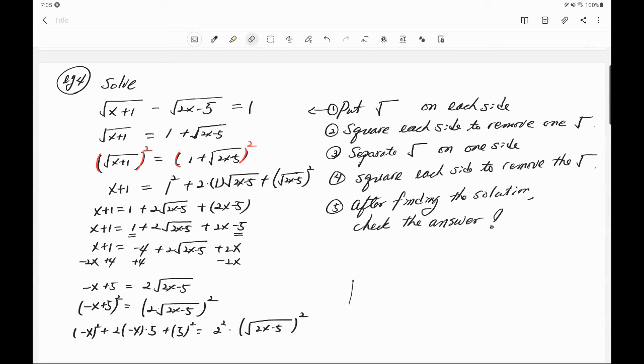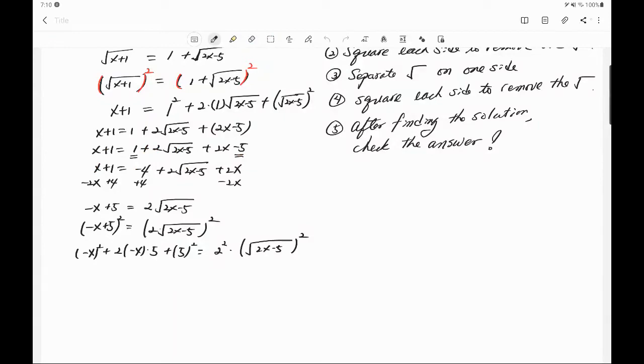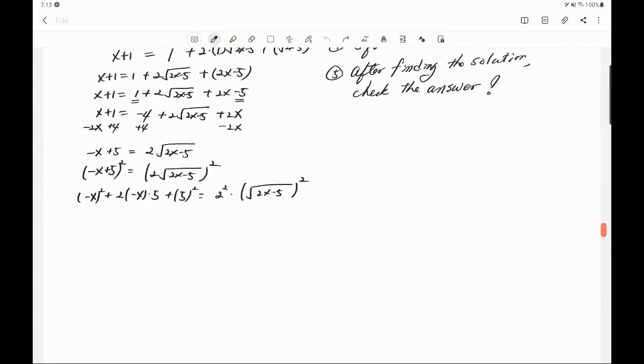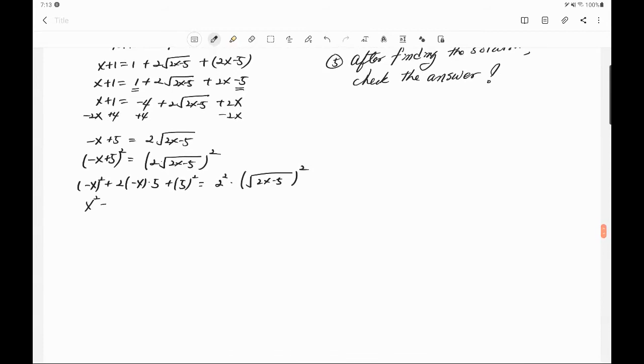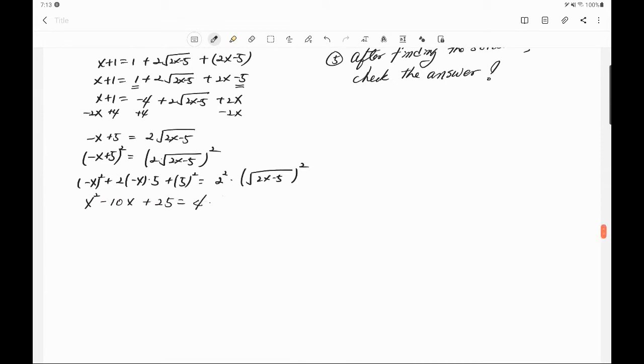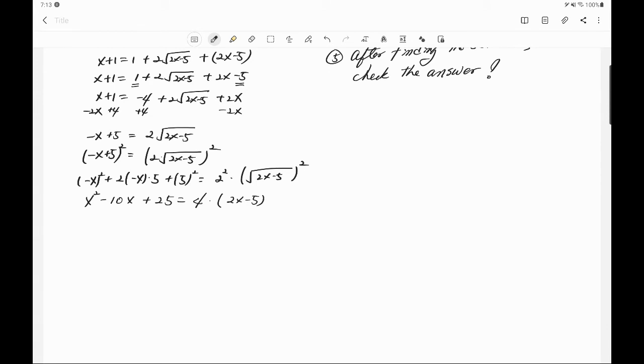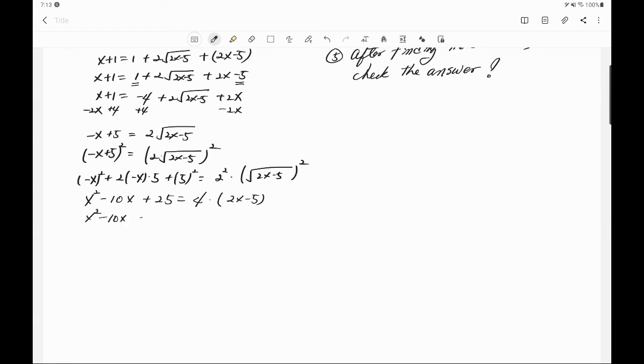Okay, and then next. So from here, the first one will be x squared minus 10x plus 25 equals 4 times... okay, this is a square, so take the inside expression out. Then keep doing it. So as you see this one, there's no square root anymore, right? There's no square root. So now the others are the same. What we do is just use the regular method to simplify and then solve the equation.